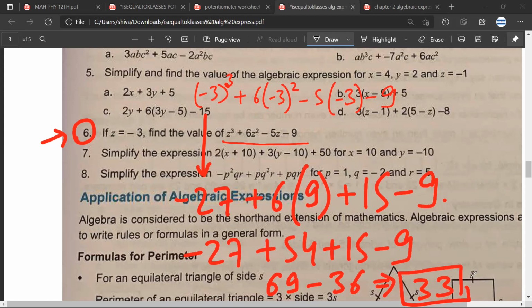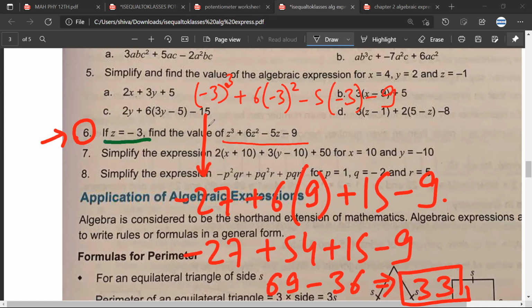Mr. Ariman, what is your final answer? So I got 27 plus 15 plus 9. So that will be 33. Mr. Satya, what is your final answer? Sir, I got minus 5909. I got my mistake, sir.